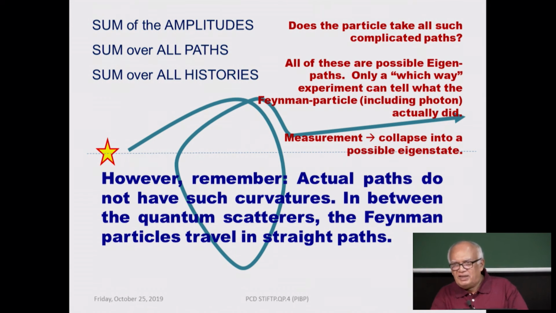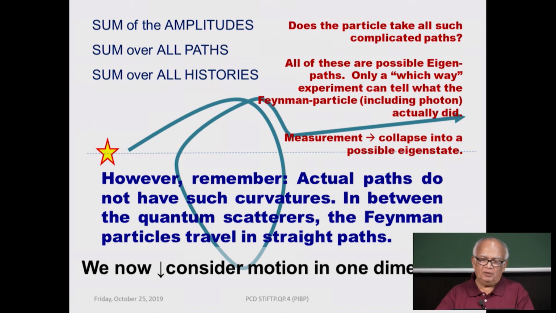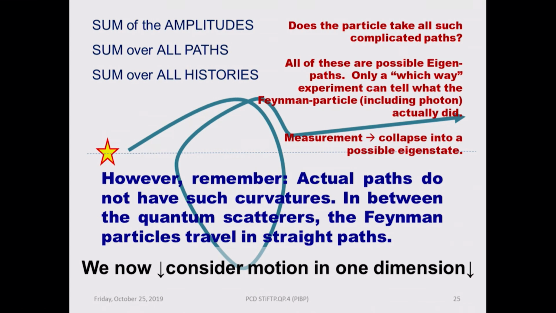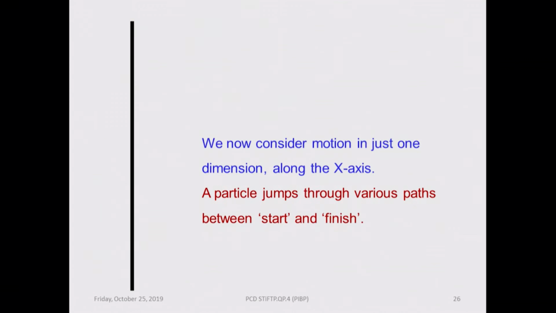Now, this figure is a little bit misleading, because it has some curvatures which are really not quite correct. The actual paths do not have curvatures of this type, they cannot, because in between quantum scatterers the particle must go in a straight path. So, this curvature would be correct only if there are scatterers at infinitesimal distances from each other. So, it is not inaccurate, but it is not correct if there is a finite distance between scatterers, because between the scatterers, the Feynman particles would go in straight lines. Now, this is an important point to remember. Okay?